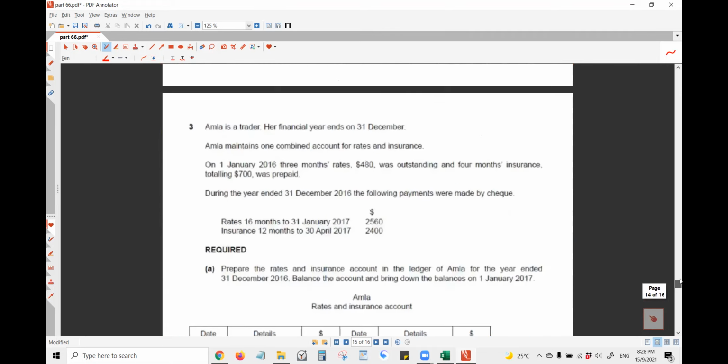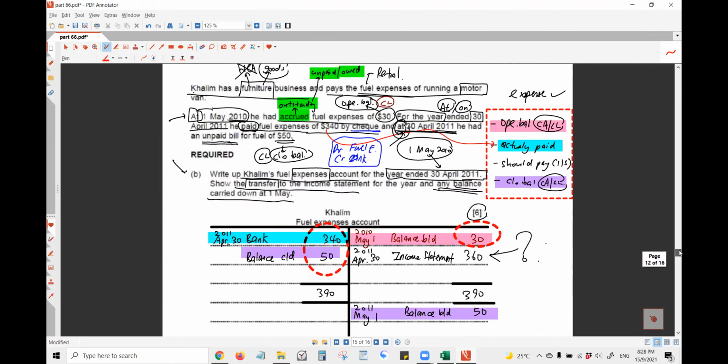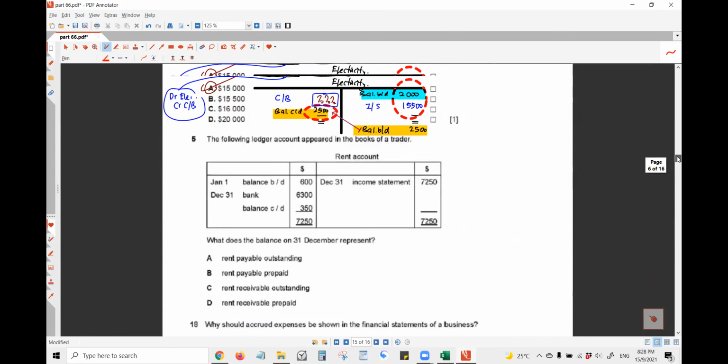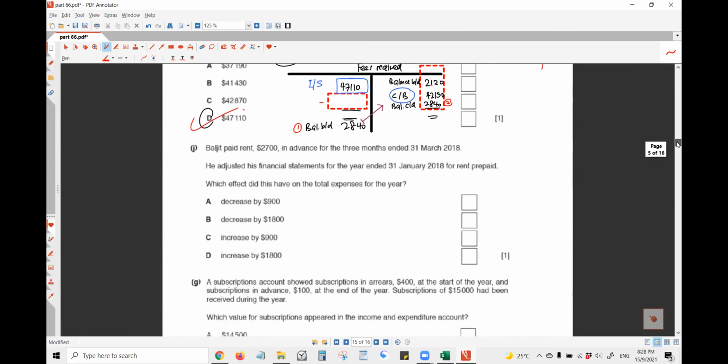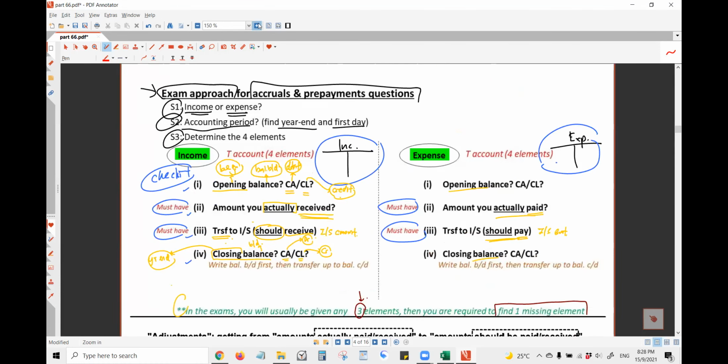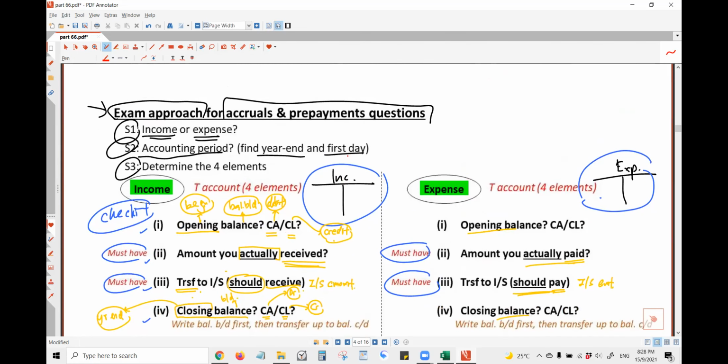Okay, now we look at all the questions that you have been doing. You have all the 4 items, right? Opening balance, closing balance, amount you should receive or pay, amount you have actually received and paid. Sometimes you would not have opening balances. Let me tell you, when would you not have opening balances?